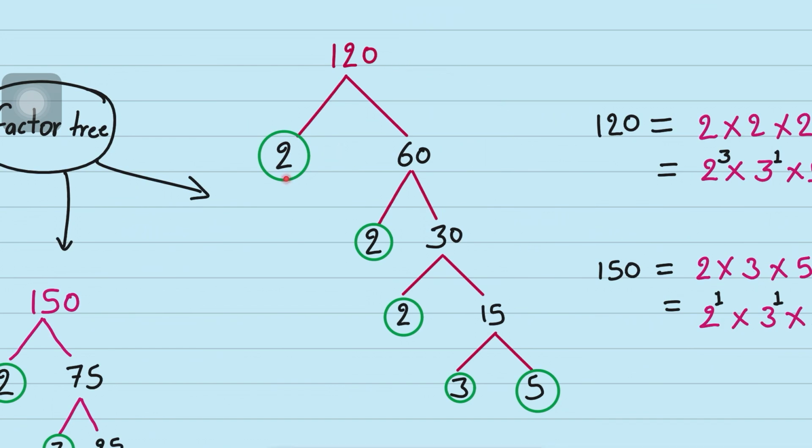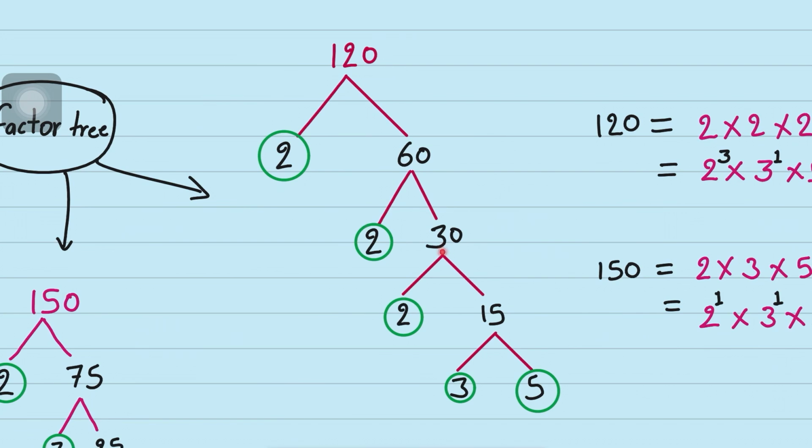Well, 2 is already a prime number, so I circled it. Every time we get a prime number, we should circle it, so we know we don't have to deal with them anymore. Now we have 60 here, which is not a prime number, so we continue with the branching again. There are again two branches, 2 times 30, 2 again, we get a prime number. So I circled it. Now we have 30.